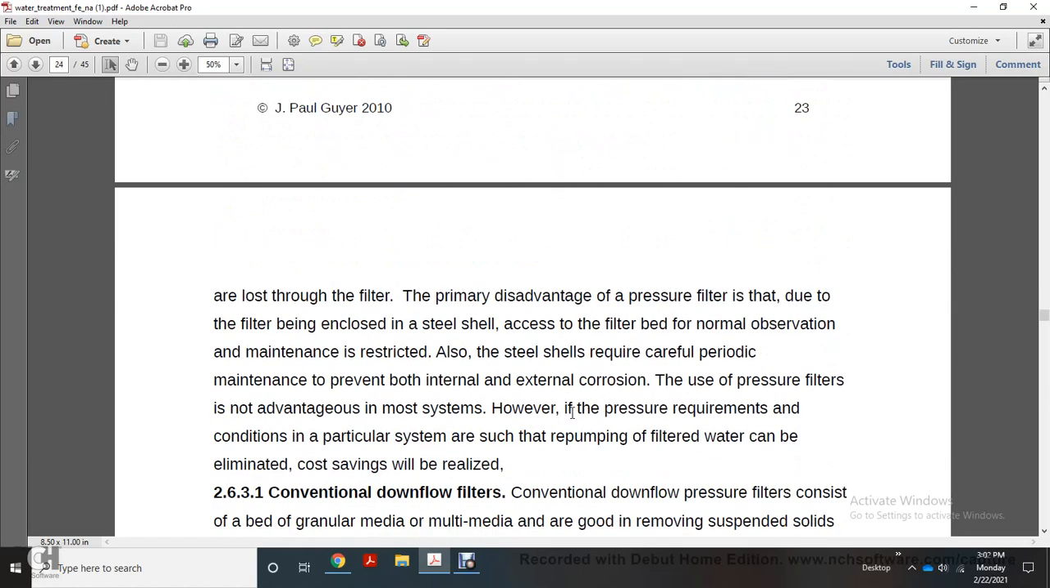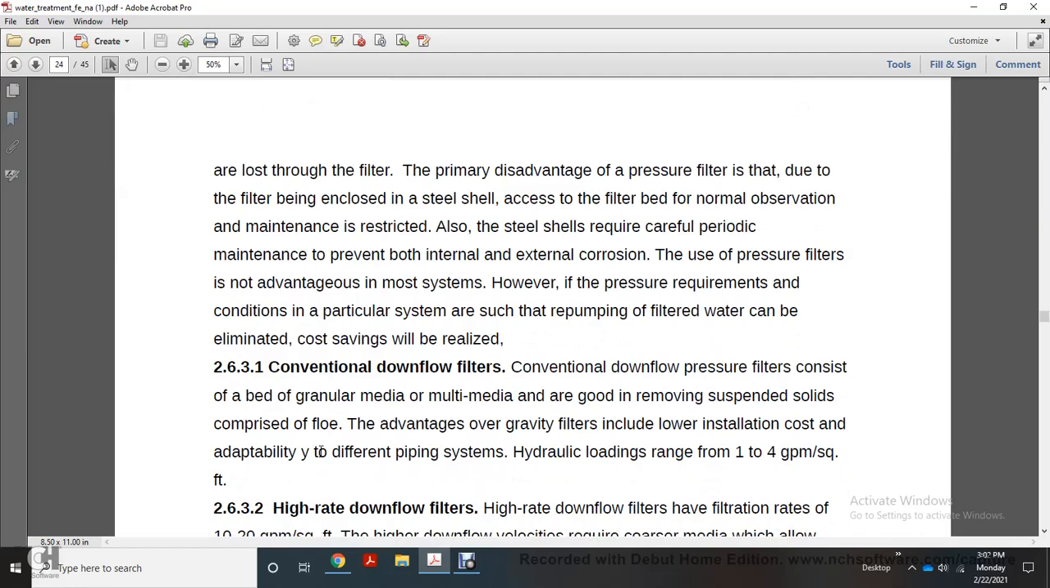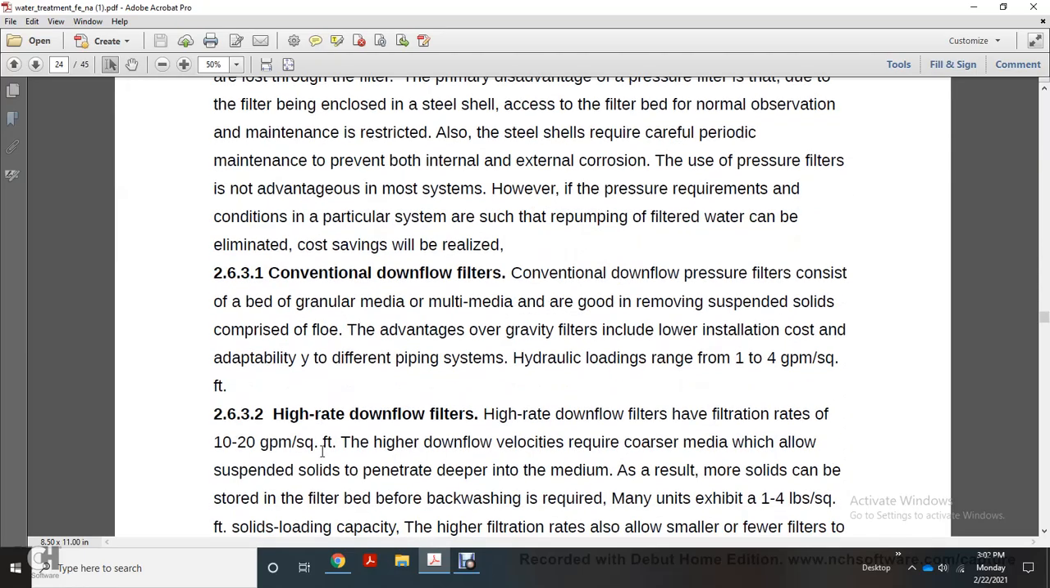Through the filter. Primary disadvantage of the pressure filter is due to that of the filter being enclosed in a steel shell. Access of the filter bed, normal observation maintenance is restricted. Also, steel shells require careful periodic maintenance, prevent both internal and external corrosion. The use of the pressure filters is not advantageous to most systems with pressure requirements and condition. Particular systems such as the pre-pumped filtered water can be limited. Cost saving will be realized.